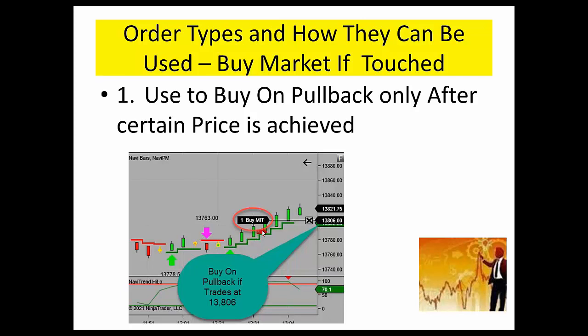Now again, this green line is our NaviPM indicator line. And the market typically on the volume charts will generally pull back to these signal lines. So if you like entering on a pullback, that's a way that you can use this buy market if touched order. You would attach the order to the indicator. Again, I'm going to show you some examples of this in just a few minutes.